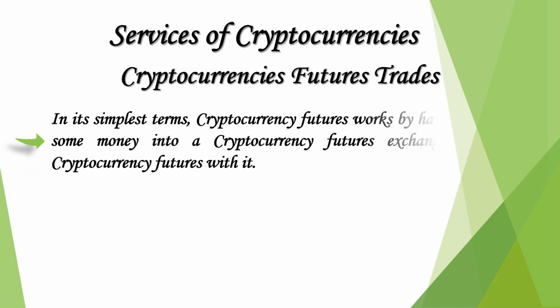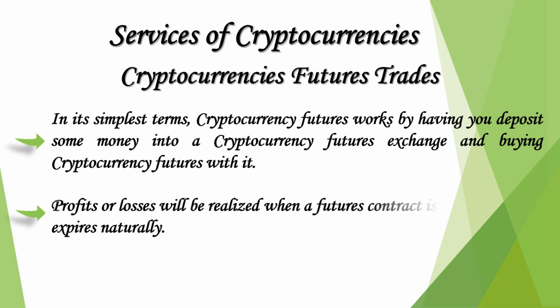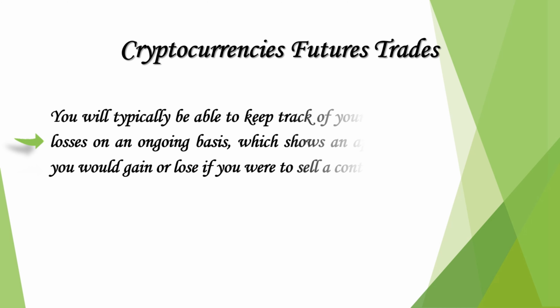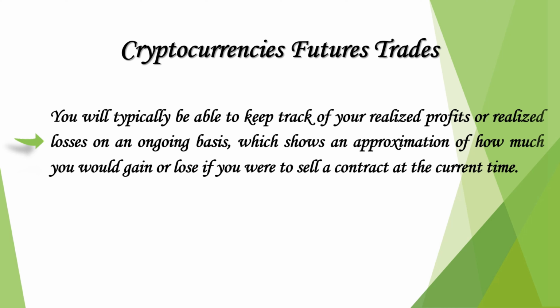Cryptocurrency futures trades. In its simplest terms, cryptocurrency futures works by having you deposit some money into a cryptocurrency futures exchange and buying cryptocurrency futures with it. Profits or losses will be realized when a futures contract is sold, or when it expires naturally. You will typically be able to keep track of your unrealized profits or losses on an ongoing basis, which shows an approximation of how much you would gain or lose if you were to sell a contract at the current time.